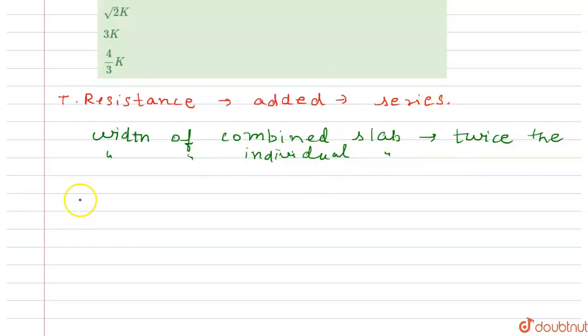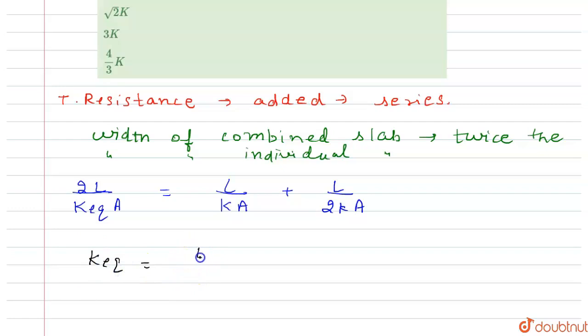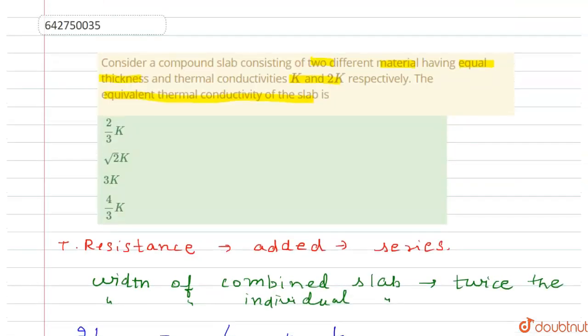So we have 2L divided by K equivalent into area is equal to L by KA plus L by 2K into A, right? From this equation, we can easily calculate the value of K equivalent, which is equal to 4K by 3. So this is the required answer. Now check the options. So 4K by 3, so the fourth option is correct.